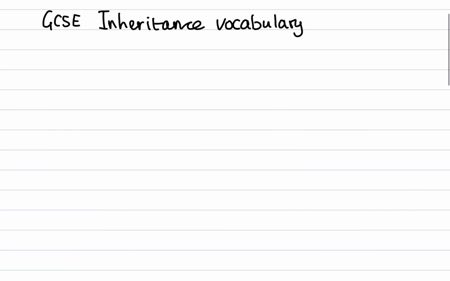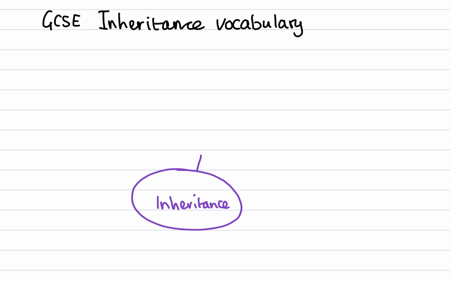I'm going to do this as a mind map. So I'm going to write inheritance in the middle of the page. And then coming off from that keyword, I will write the key vocabulary. The first word is gamete.